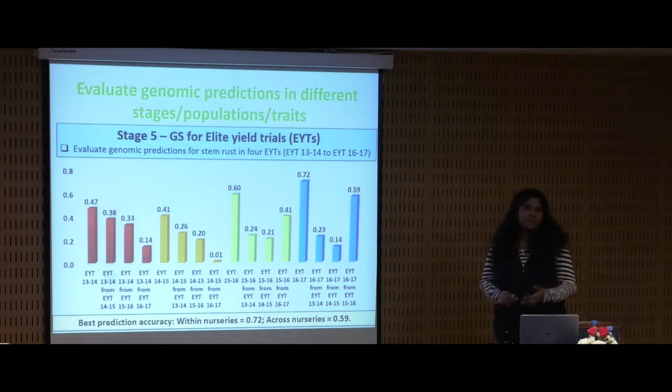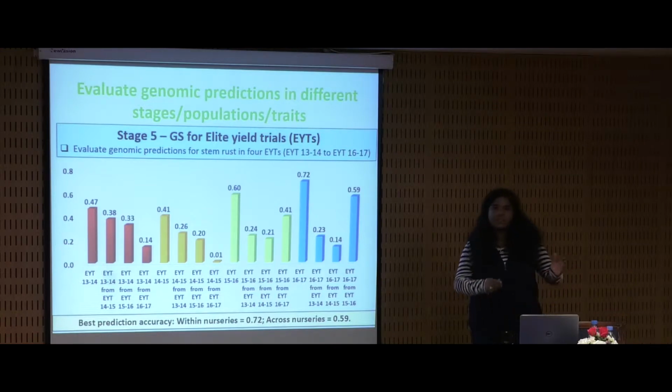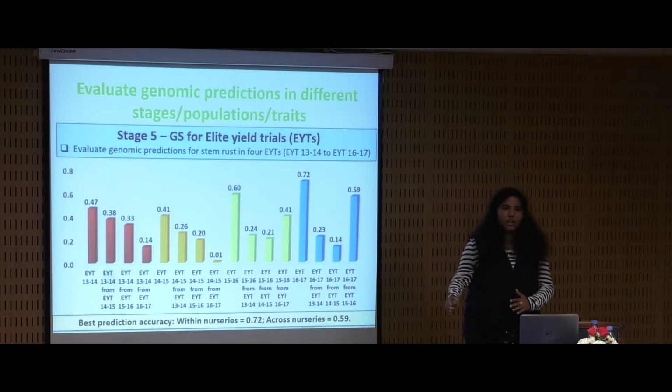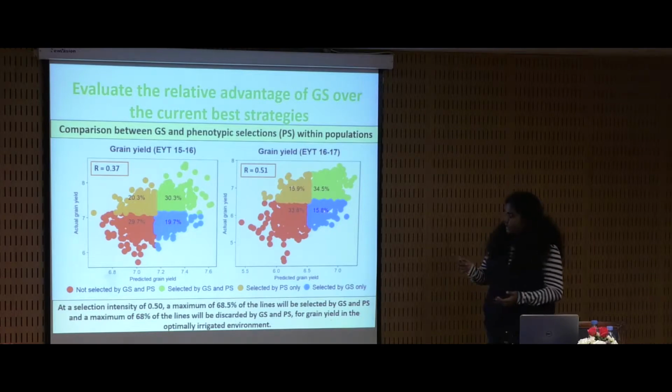You can take GEBVs instead and move ahead with your selections. So genomic selection is not all about prediction accuracies. I wanted to move further: after you get your accuracies, how effectively can you use your GEBVs for selections? And this is what I did.